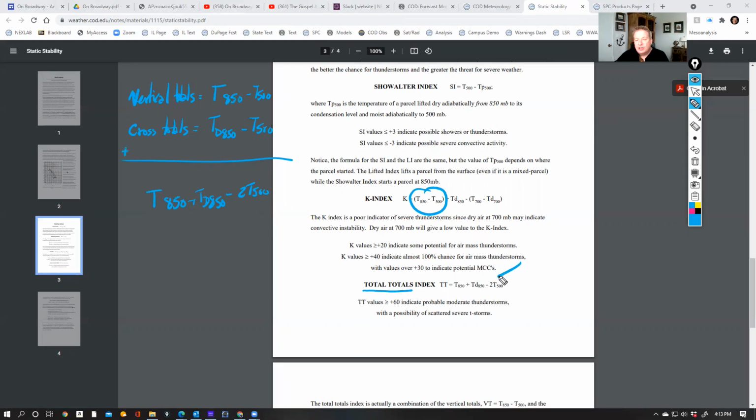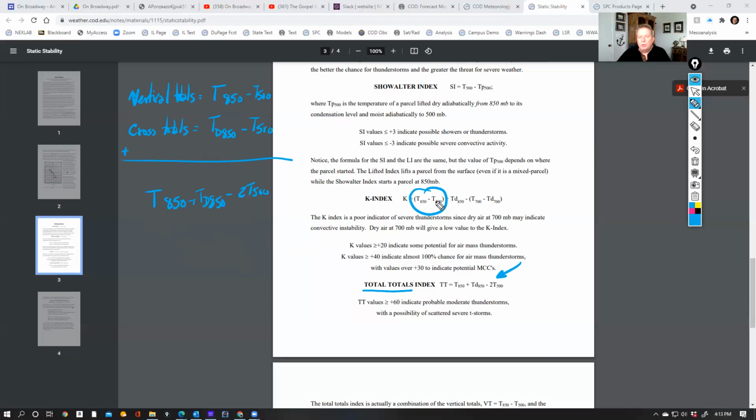This is kind of nice. It's a quick way to see if the air is moist and unstable, if there's steep lapse rates. None of these indices are going to deal with lifting air. So we need lift, moisture, and stability. There's no index to talk about lift.